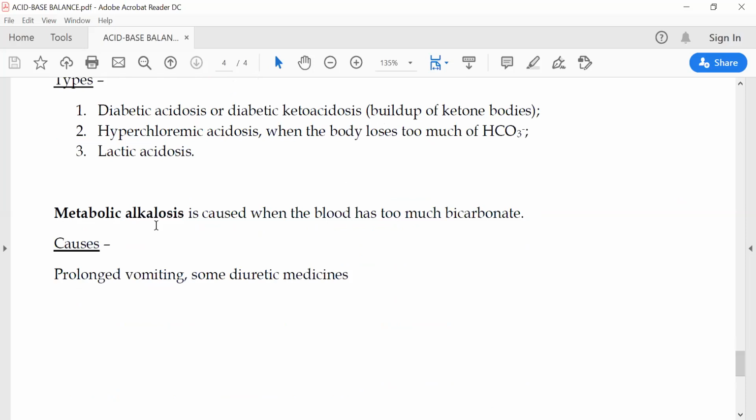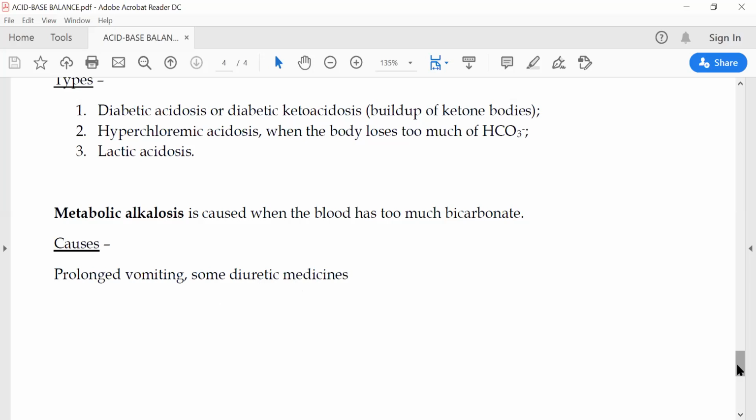What is metabolic alkalosis? Just the opposite of metabolic acidosis. So when the amount of basic components increases in the body and we cannot remove it, then it becomes metabolic alkalosis. And what are the causes? I mentioned here: prolonged vomiting, some diuretic medicines. Diuretic medicines are very important. These medicines are given so that the person urinates a lot. All right. So sometimes these medicines are given if someone has taken some sort of poison, or maybe a lot of hemoglobin is present in the body, then diuretic medicines are given. And suppose you have to maintain the blood pressure, sometimes these diuretic medicines are also given. So when a person takes a diuretic medicine, the person urinates a lot.